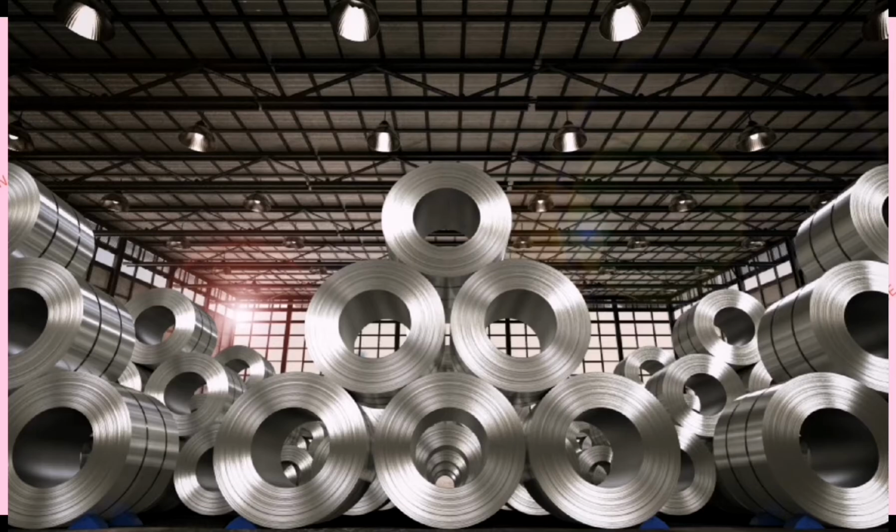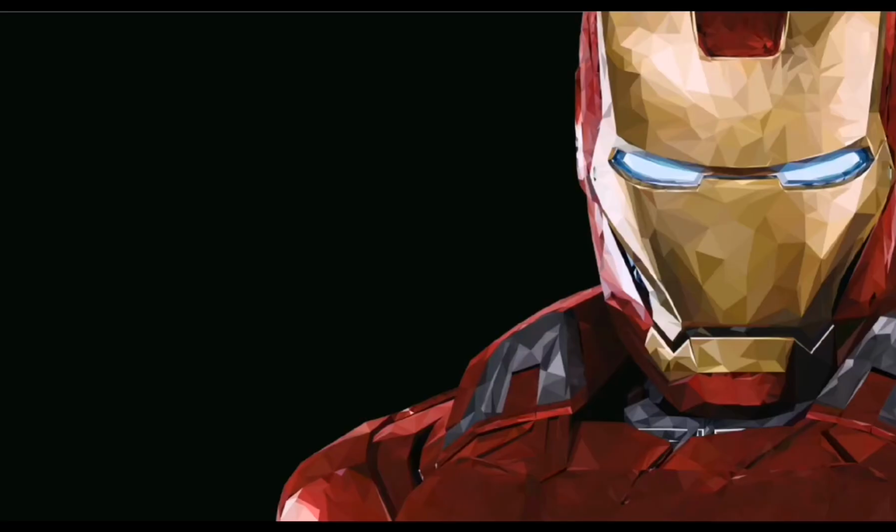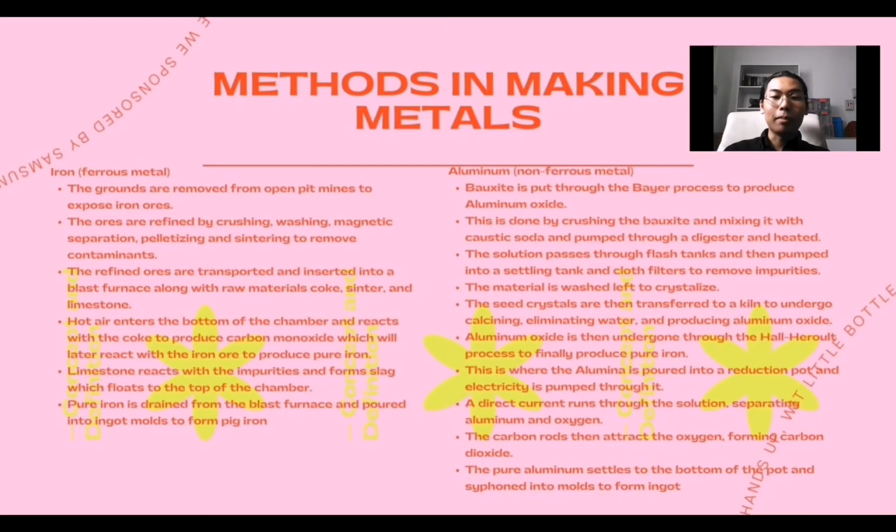Let's talk about the processes involved in making these metals. Let's start with a ferrous metal first, iron. The ground is first removed from open pit mines to expose iron ores. The iron ores are crushed and washed. They then go through magnetic separation, pelletizing, and sintering to remove contaminants. The refined ores are then transported to a blast furnace along with raw materials coke, sinter, and limestone.